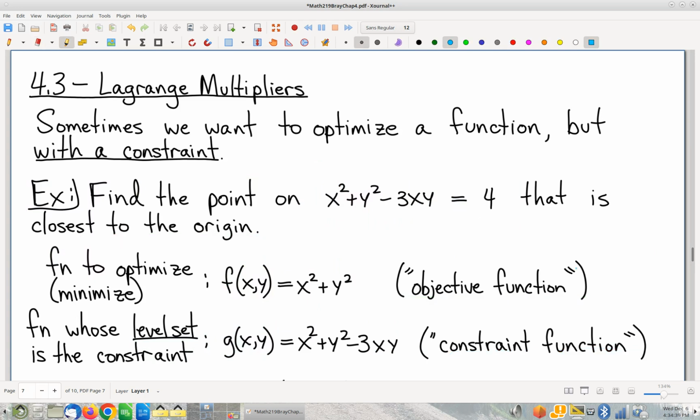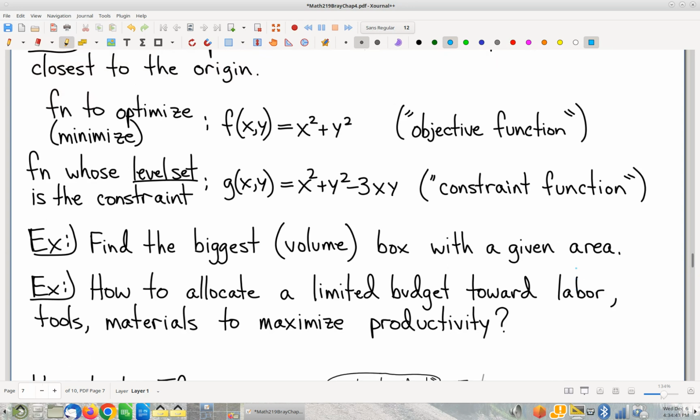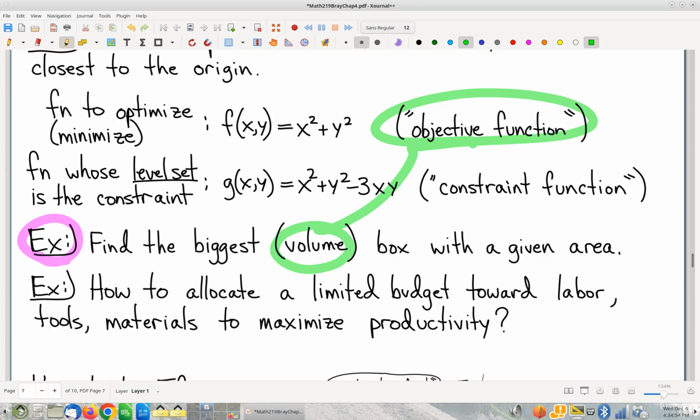So again, just as a reminder, going through some quick examples, feel free to fast forward if you'd like. With this example right here, we're trying to maximize volume. That's our objective. And we have a constraint that there is a fixed value of area. That is our constraint function.